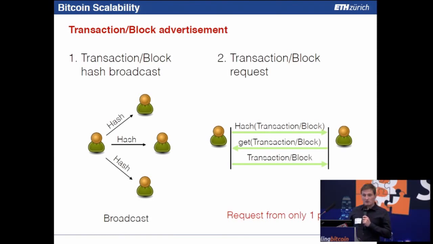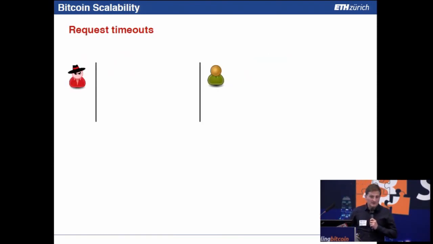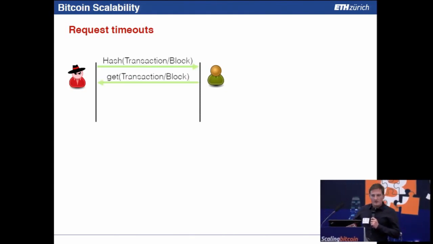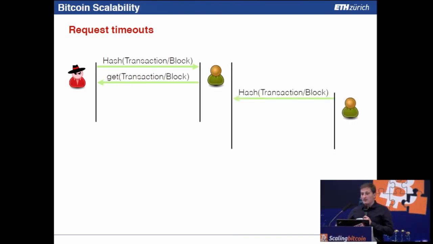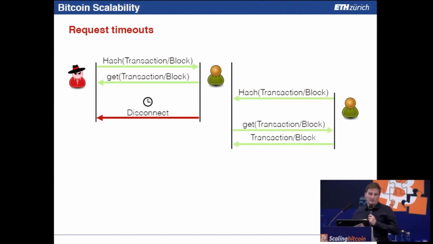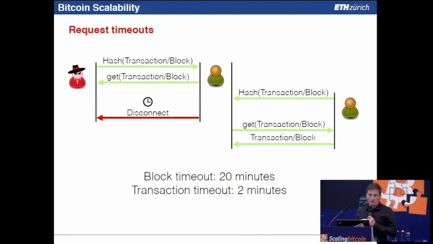And if this peer doesn't respond, well, we need a request timeout. So let's say here's an adversary. He advertises a transaction or block to a peer. Then obviously we want to receive this, but the adversary is not responding. In the meantime, there might be another peer advertising the same transaction or block, right? So at some point in time, we have to time out here, and we get the transaction or the block from the other peer. So these timeout settings in Bitcoin are currently set to static. So we have a 20-minute static block timeout and a 2-minute transaction timeout. Okay, so far these are the scalability measures that we're looking at.